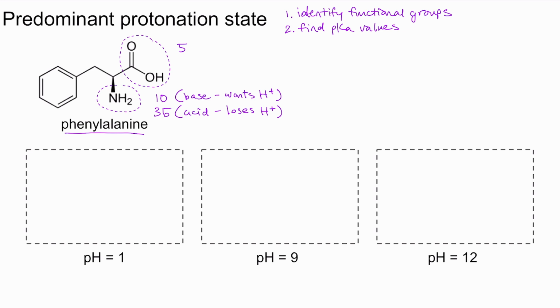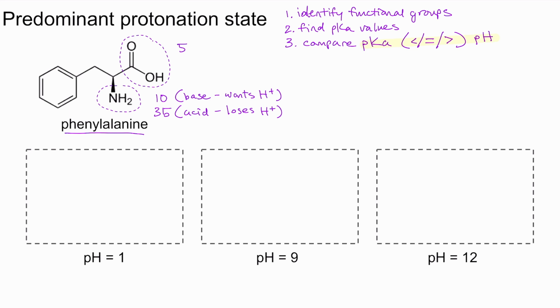Now, this problem can feel a bit overwhelming just because there are so many numbers to keep track of. But let's just focus on one part at a time. So what I like to do is compare whether the pKa is less than, equal to, or greater than the pH. And it's important to have the pKa on the left of the pH for this case.